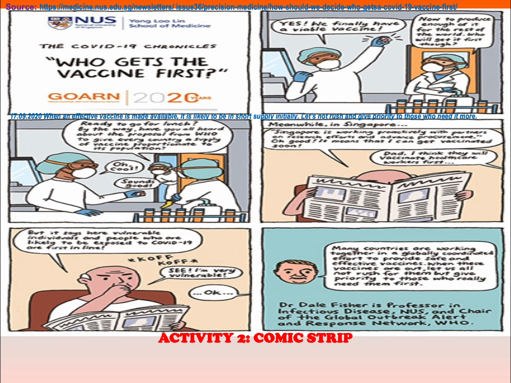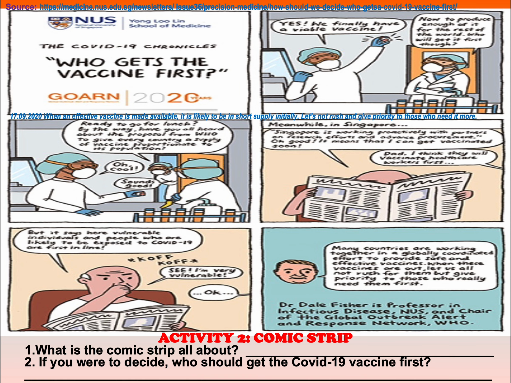Now, the second story in here is an example of a comic strip. You were asked what the comic strip is about. So, this one is a reminder about getting vaccinated. Now, the second question in here is, if you were to decide who should get the COVID-19 vaccine, what would be your choice? Who will be your choices?